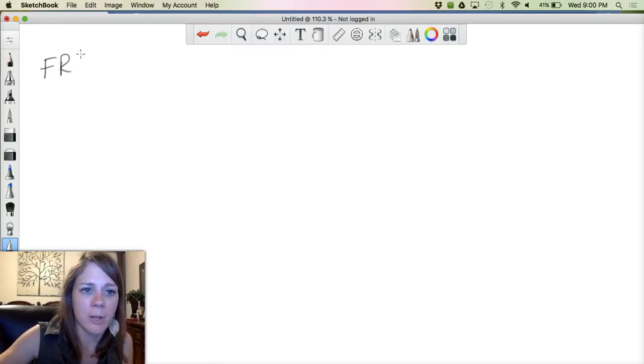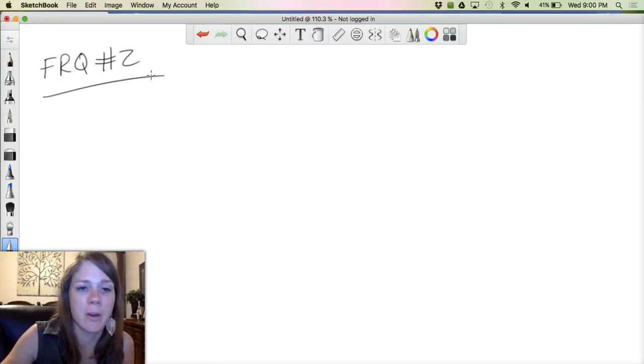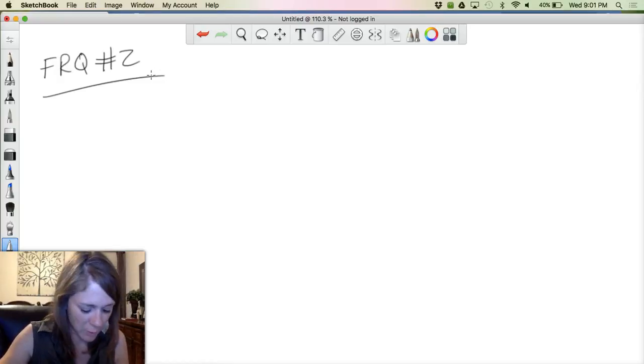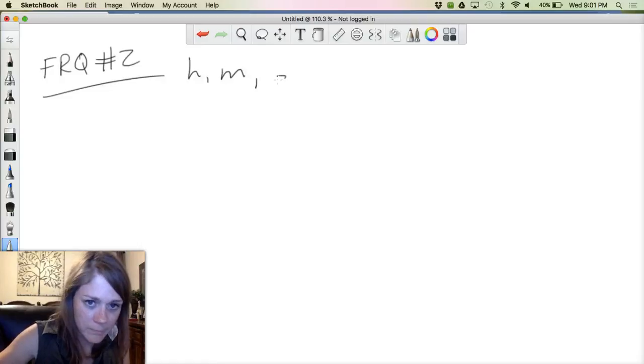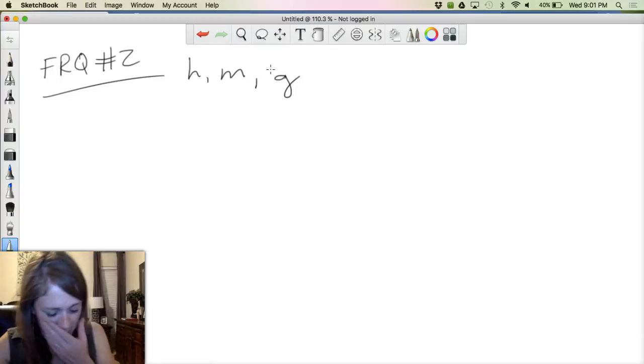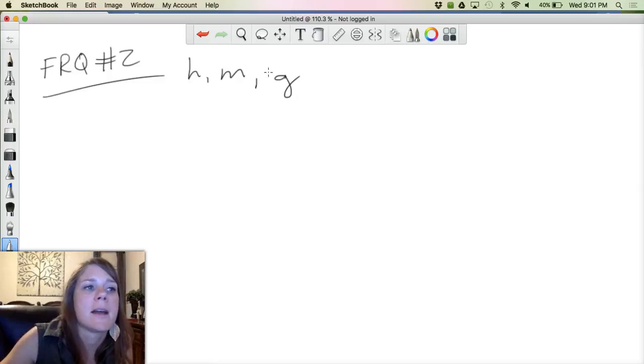All right, let's look at FRQ number 2. FRQ number 2 forces you to do something that you guys don't like to do, which is work in terms of just variables. There's no numbers given in this problem. They want you to express all of your answers in terms of h, m, and g. And they have defined for you what h, m, and g are. Determine the acceleration of block B as it descends. What we have here is a modified Atwood's.